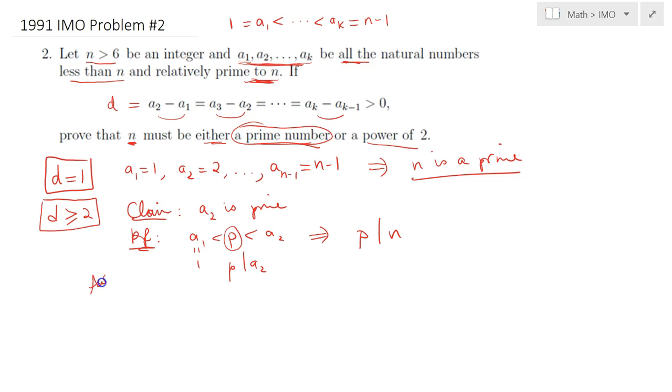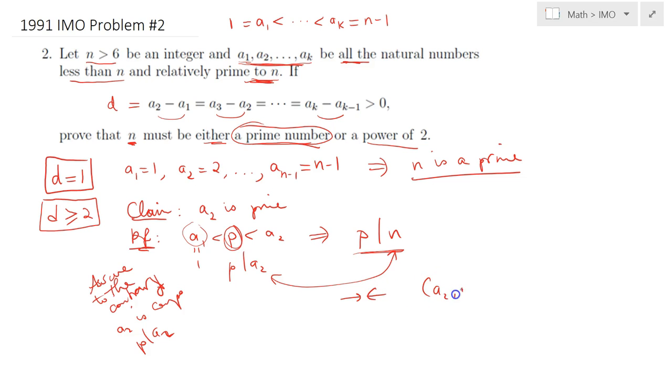Let's do it here. Assume to the contrary that a_2 is composite and p divides a_2, but p is strictly greater than 1. And p is not one of the a_i's, right? So it's strictly between a_1 and a_2. It must be the case that p divides n, because if it were relatively prime to n, it must have been in the list of a_i's. But p divides n, p also divides a_2, so this is a contradiction because it contradicts the fact that the gcd of a_2 and n is 1.